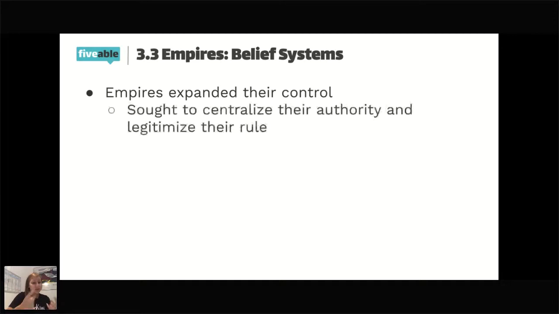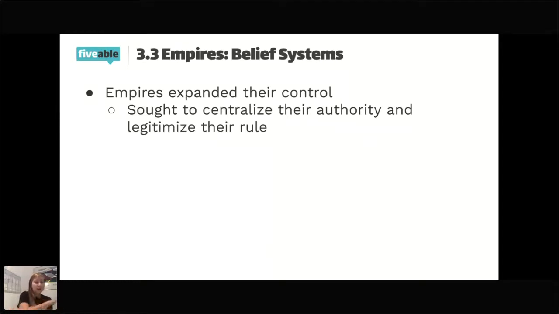Using that term I just introduced to you, they want to legitimize their rule. If they expand into a new area, they want to make sure that those people are going to follow them, that they're not going to rebel, that they're going to come into this empire and be unified in their empire. They want to centralize their authority. What that means is with the central government, they want to make sure that they're maintaining control in one area, maybe out of a capital city, and in the rule of one, maybe king or sultan in that capital city.